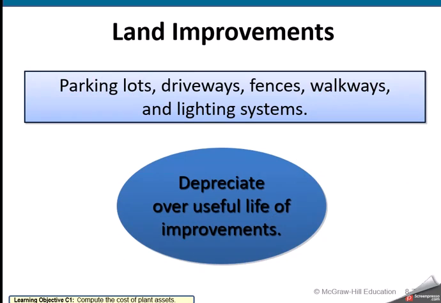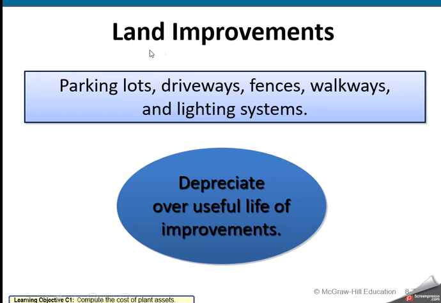Land improvements are things that go into the land and that cannot be removed without causing damage to that land. So parking lots, driveways, fences, landscaping, lighting systems, again, if they're elaborate and like in your parking lot and things like that. And those though get used up.